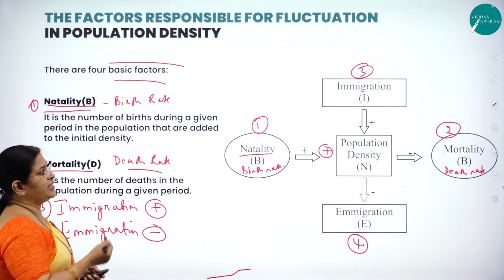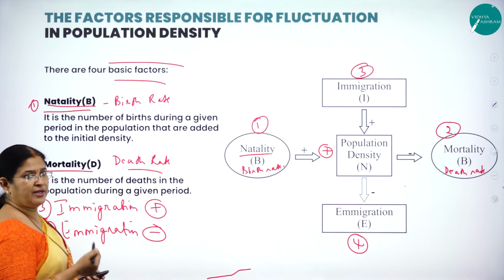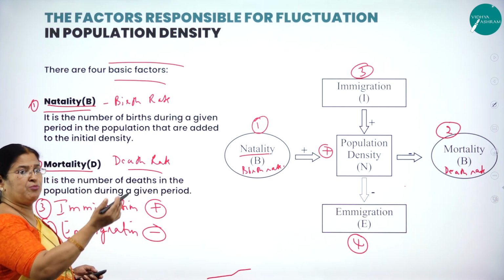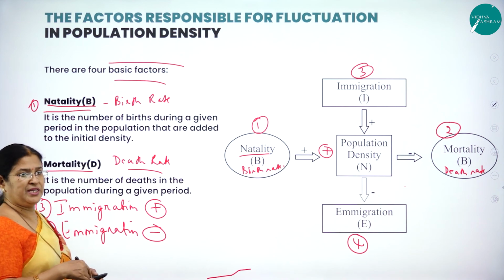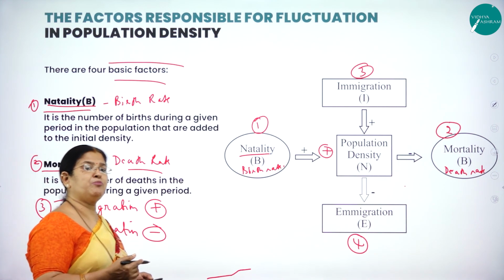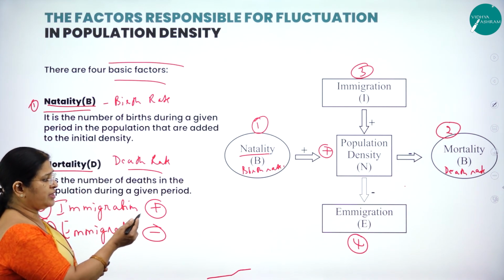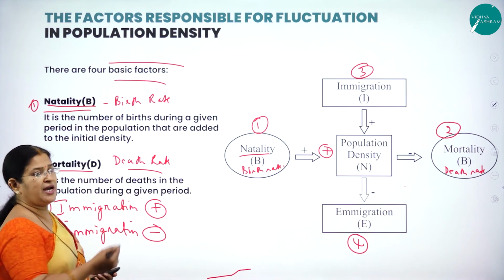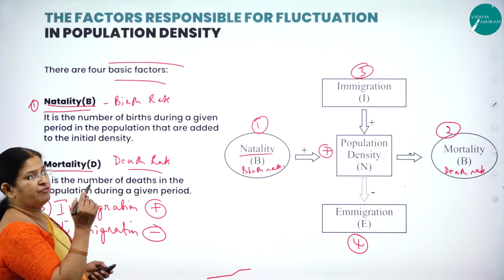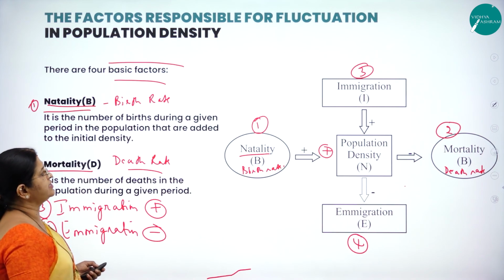Birth rate. Then what is mortality? Death rate. What is immigration? People moving into our population. Then what is emigration? People moving out of the population is called an emigrant. So these four are the parameters which are going to affect or fluctuate the population density.